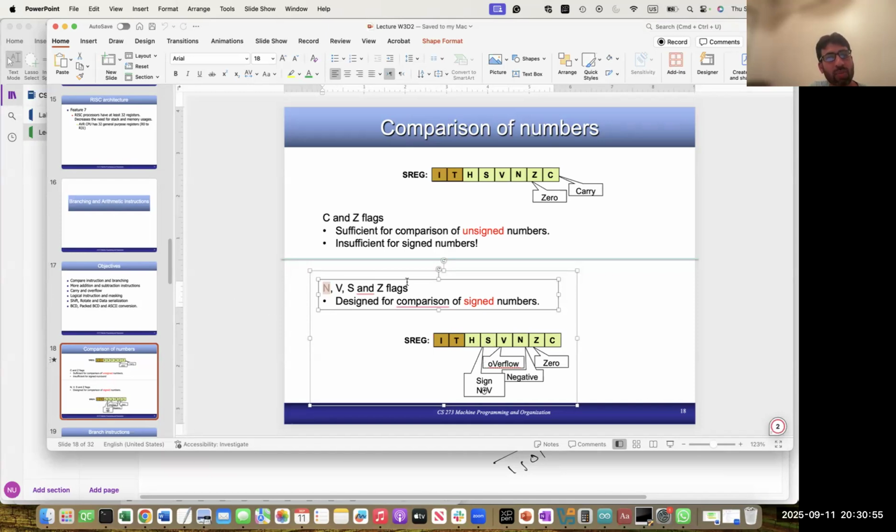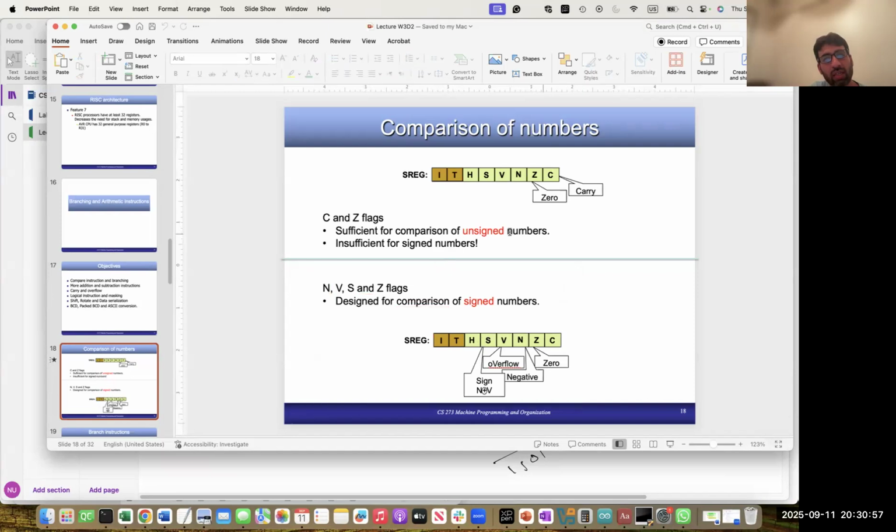The basic thing you need to remember here is that when you are comparing unsigned numbers, the C and Z flags will be used by your hardware. But when you are comparing signed numbers, the N, V, S, and Z flags will be used.